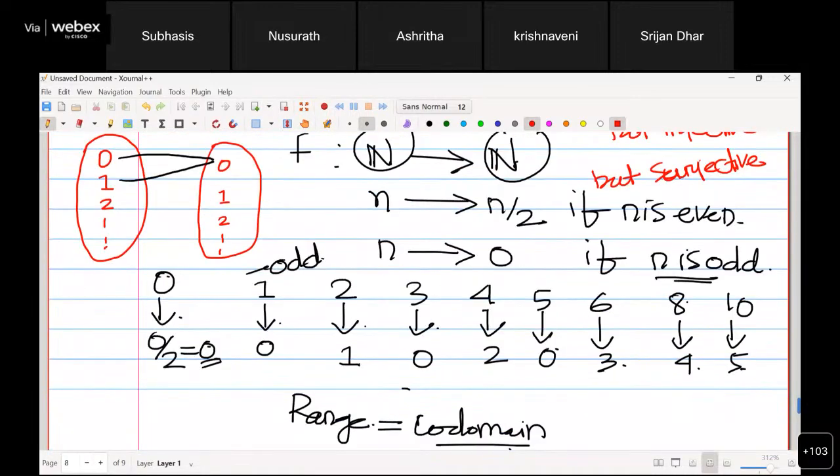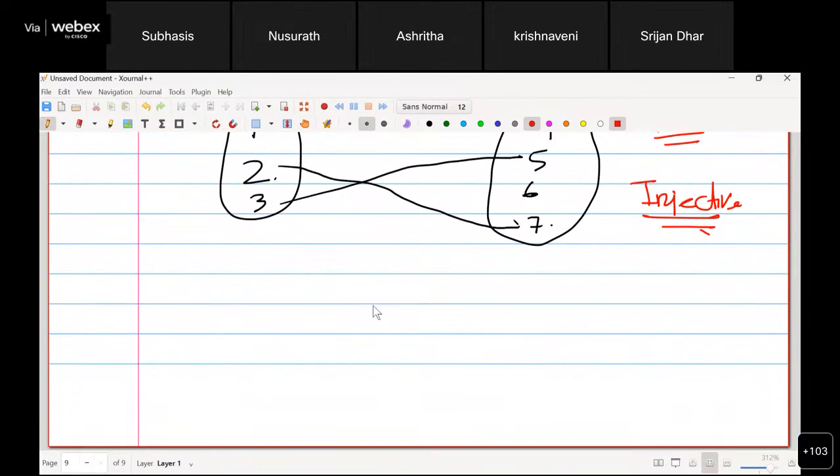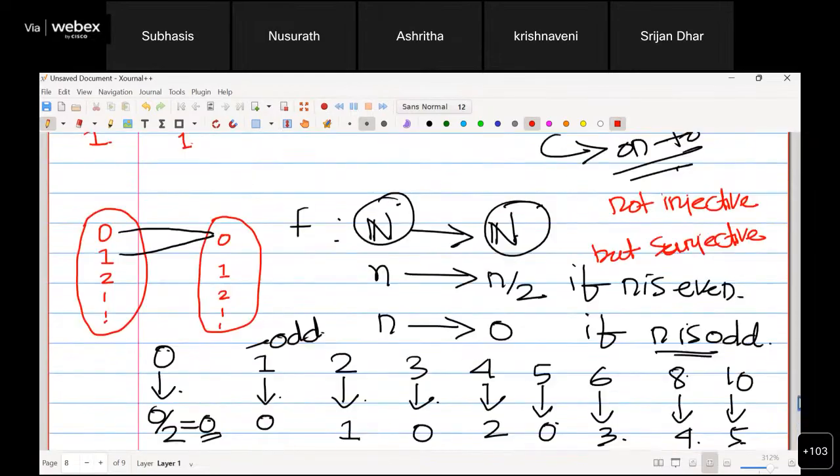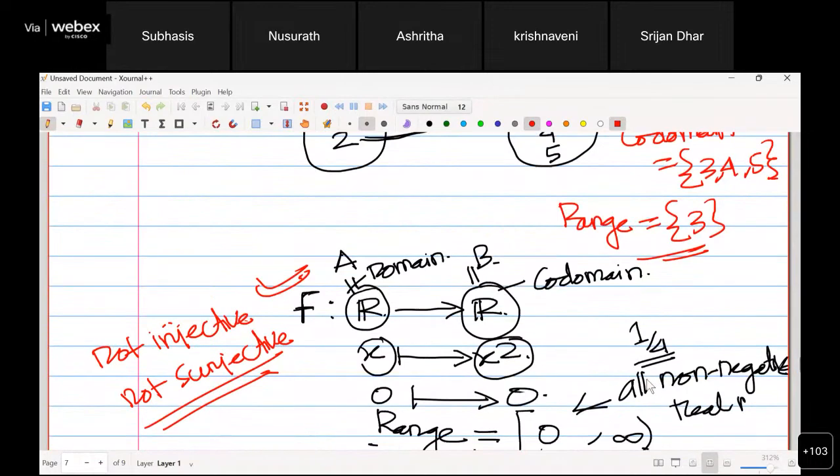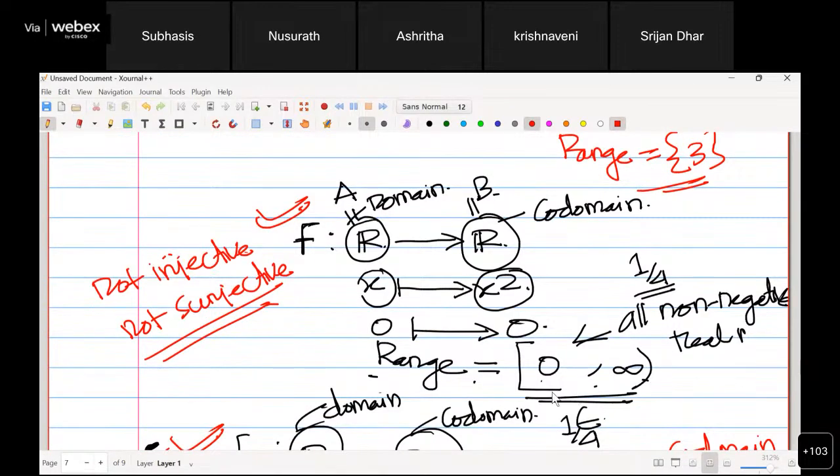Okay, let me now take some more. Surjective we have already discussed, right? Because the range is basically 0 to infinity, right? Here the codomain is also infinity, is it? Just one question at a time. Yeah, got it. Just one question at a time.